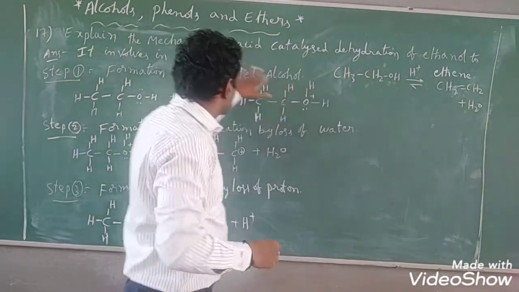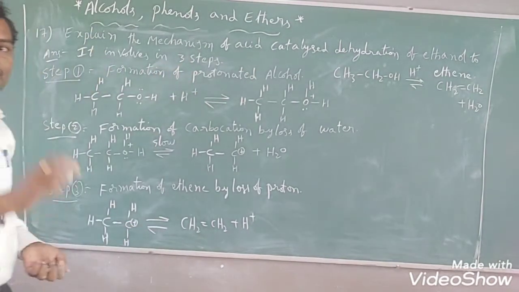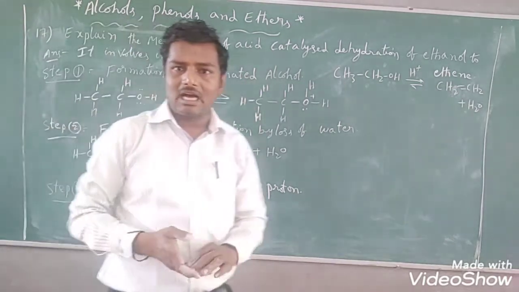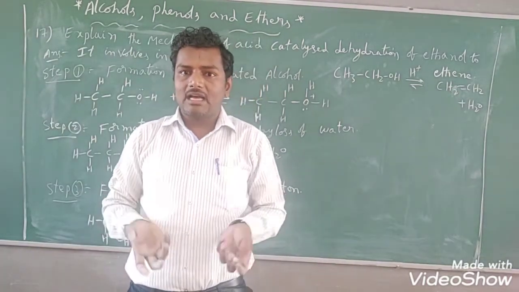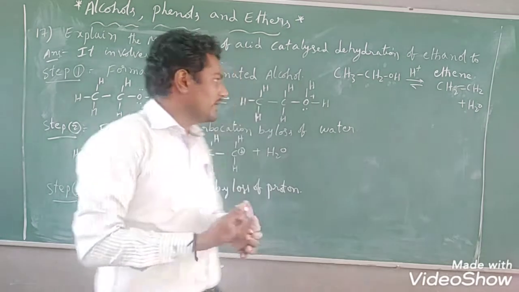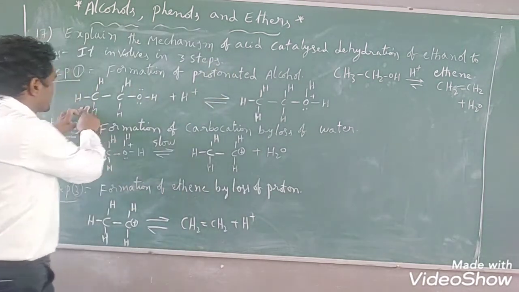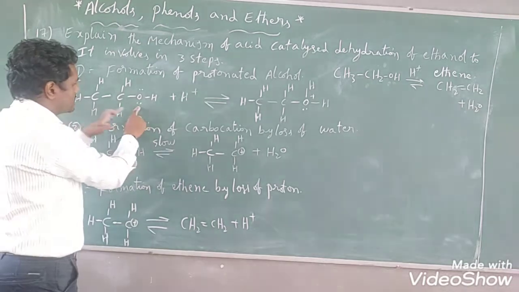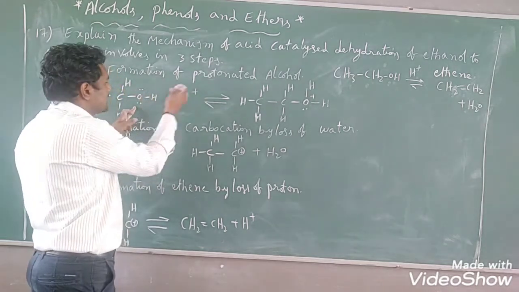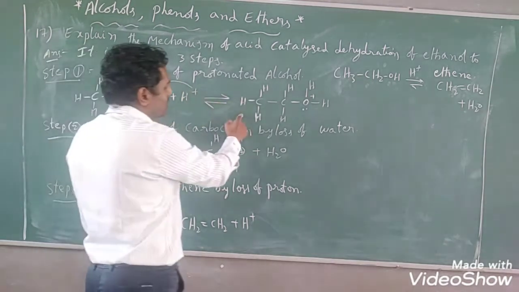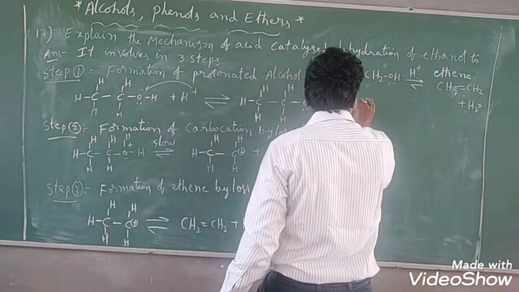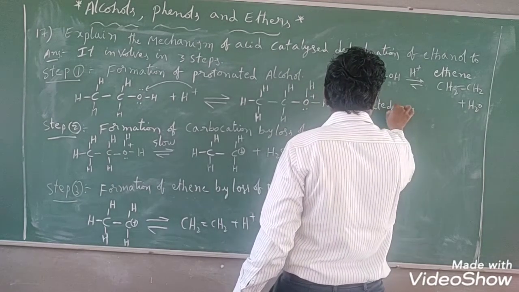This reaction mechanism involves 3 steps. So what are the steps involved? Step 1: formation of protonated alcohol. Protonated alcohol means what? After addition of H plus ion, that alcohol becomes protonated alcohol. How? Suppose you take alcohol CH3CH2OH. On oxygen, lone pairs of electrons are present. This electron-rich compound easily captures the H plus ion and is converted into what? Protonated alcohol. Protonated alcohol we have got, right?